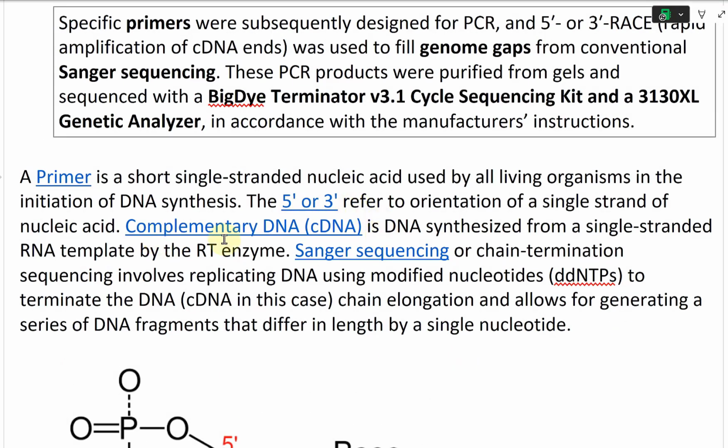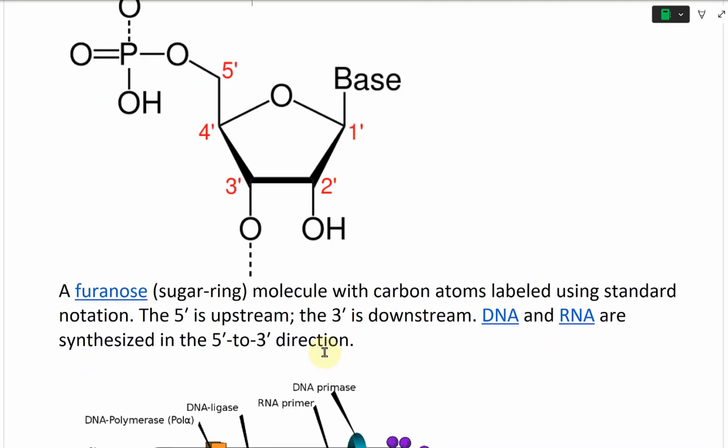And going further here, complementary DNA, or cDNA, is DNA synthesized from a single-stranded RNA template by the RT, or reverse transcriptase, enzyme. Sanger sequencing, or chain termination sequencing, involves replicating DNA using modified nucleotides, or ddNTPs, to terminate the DNA, cDNA in this case, chain elongation, and allows for generating a series of DNA fragments that differ in length by a single nucleotide. Interesting. So basically, you would replicate one nucleotide at a time, and by these special ones that terminate after you do that one, which is quite interesting.